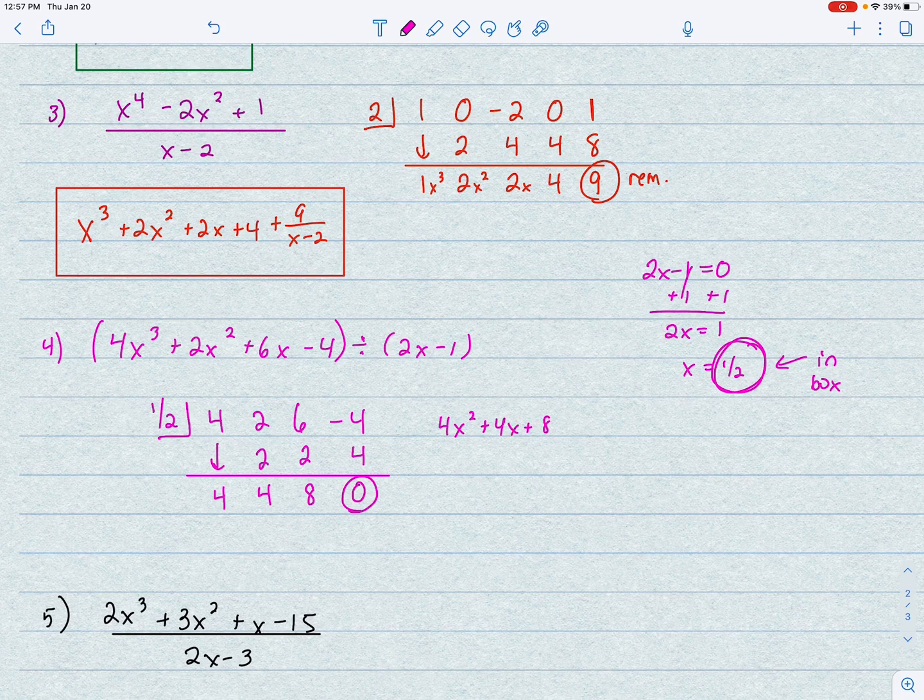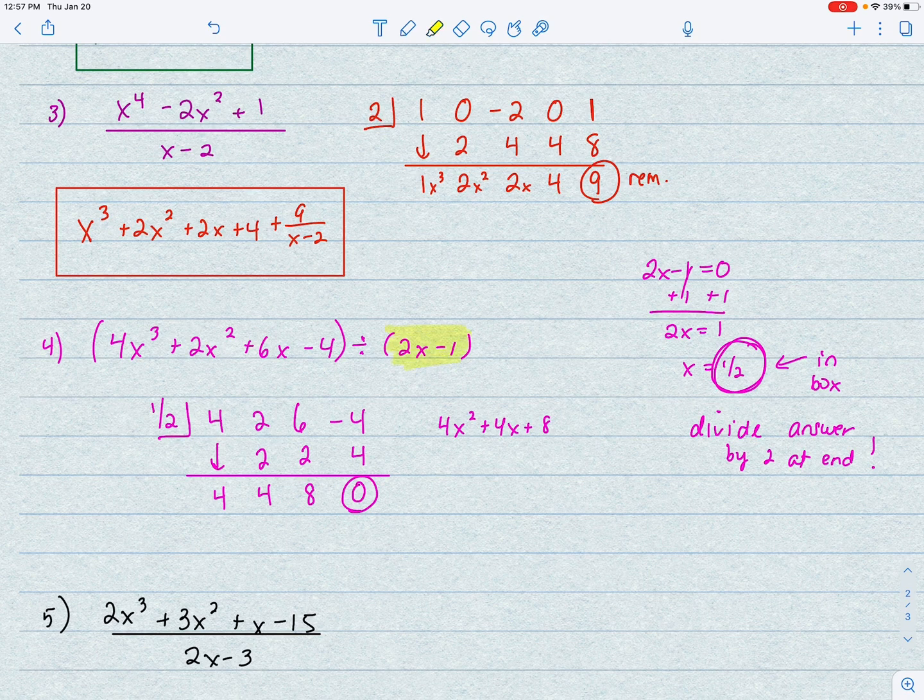The reason that's not the answer is, think about it. If you multiply 2x minus 1 by what we just got, your polynomial would start with an 8x to the third, and it doesn't. So when you do this, you have to then divide your answer by that denominator. So that's because of this being a 2x minus 1.